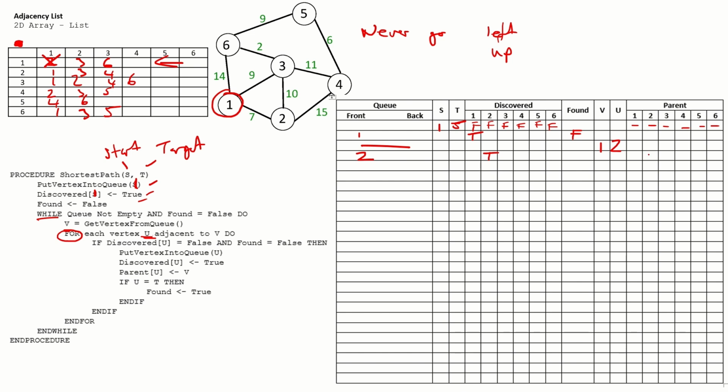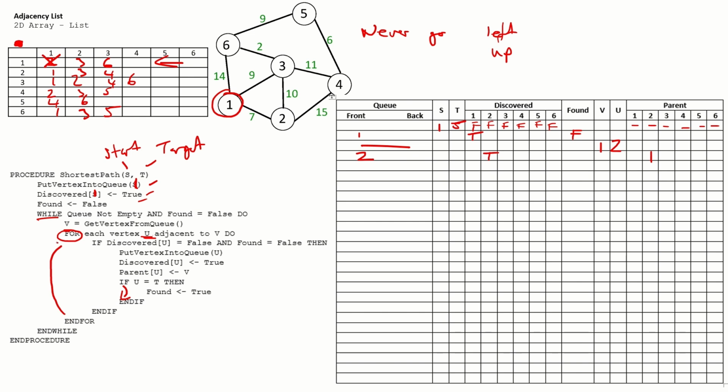Parent 2 is 1. And again, never go left, never go up, so we're going to fill it in that row. What's parent doing? Parent is telling us how did we get to this node? Where did we come from to get here? If U equals T, well, U is 2 and T is 5. U is not the target. We haven't found the target yet, so skip the if statement. That's the end of that if statement, end of that for loop.